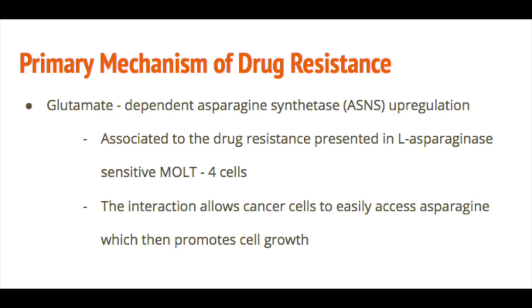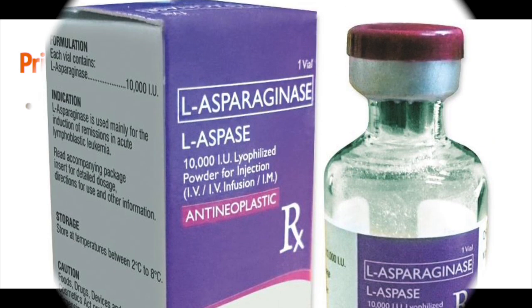Now this means patients with ALL, or acute lymphoblastic leukemia, have an increased number of receptors on the asparagine synthetase, allowing MOLT4 cells to be more sensitive to asparagine. This process permits the cancer cells to have easy access to asparagine to satisfy their demand for cell growth, thereby increasing the drug resistance against L-asparaginase.